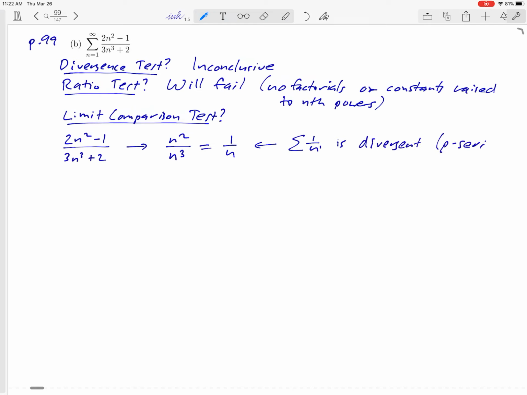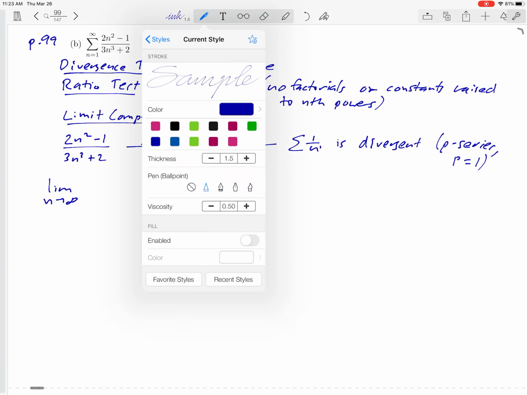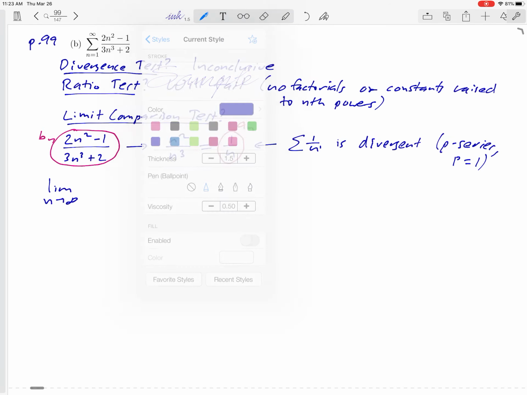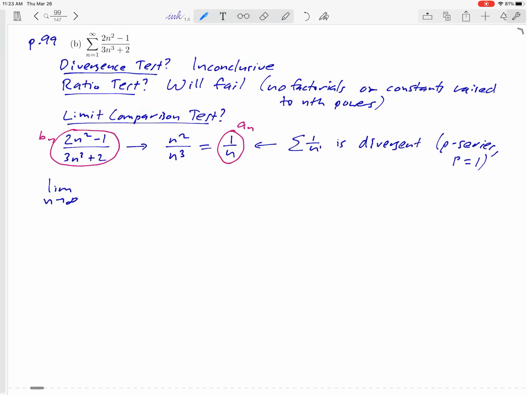Because n is n to the first, this is divergent. We know that a p-series is going to diverge as long as that power is less than or equal to 1. Then to actually do the limit comparison test, we need to take the limit as n goes to infinity of bn over an. Remember what those were again. So bn was just our name for the nth term in the series, and an is the nicer series that we're comparing to.